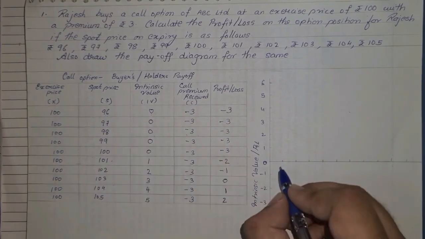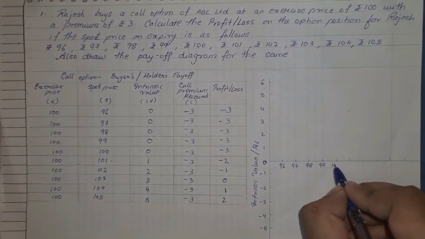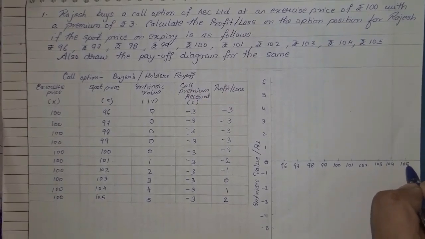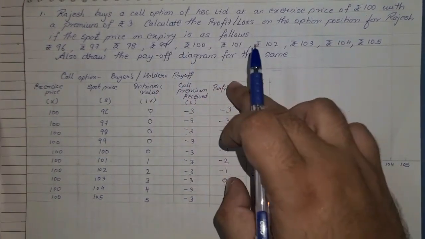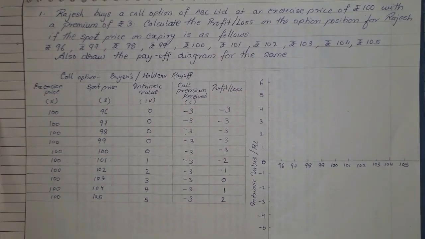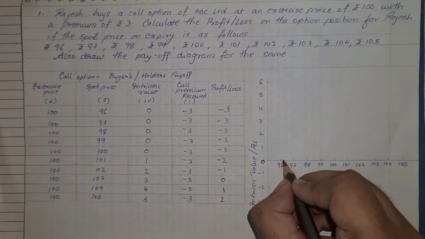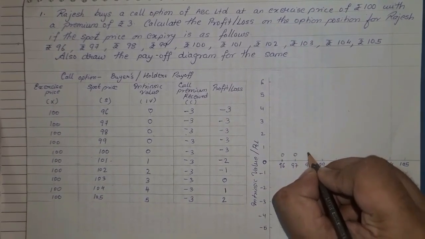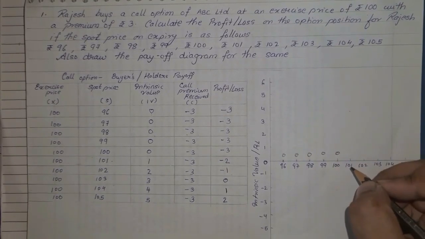Our spot price was 96, so starting from 96, we have 96, 97, 98, 99, 100, 101, 102, 103, 104 and 105. Now let us start marking the points which have been given to us. At first we'll mark down all your intrinsic values, and thereafter we will mark down our profit and loss values. At a price of 96, the intrinsic value was 0. At 97 also it was 0. At 98, 0. 99, 0. At 100 also 0.